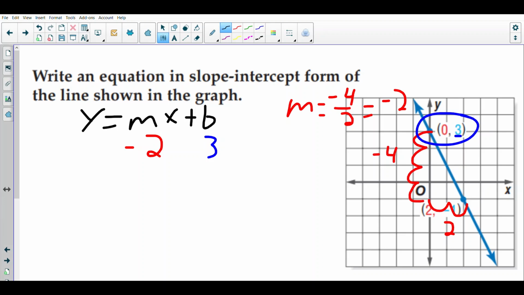So now I can just rewrite my equation. y equals -2x plus 3. And there is your equation.